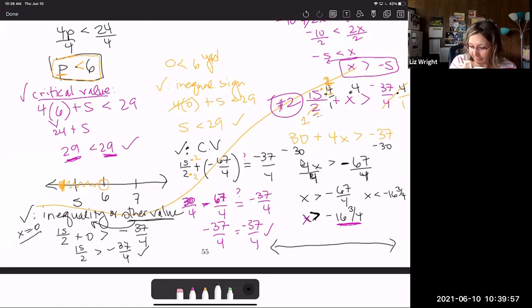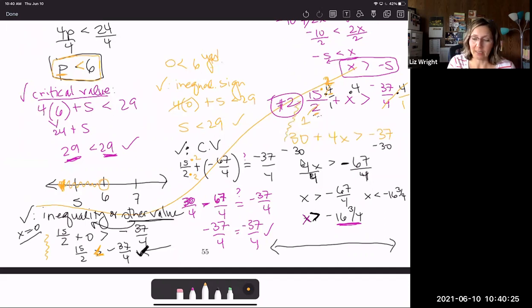So let me tell you something here, because this is a common error. If you get something that's inaccurate at this point, like you get this instead. So you got 15 halves. Let's say you got this: 15 halves is less than negative 37/4. If I got that, I would look at that and go, oh, that's false. So I would check my work here first to make sure I didn't make a mistake. And then I would probably go up and check my work here and make sure I didn't make a mistake.